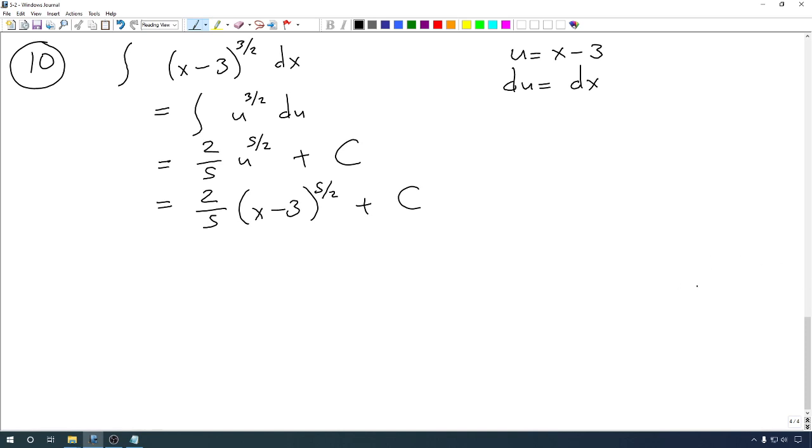What if we have something a little more complicated than just a linear thing? U equals x minus 3 is actually pretty simple. What if we have something like in problem 17? Here the integral of 6x over 3x squared minus 5 to the 4th power. So here we have stuff that's outside of this power. We have stuff that's inside that power. How do we deal with it?